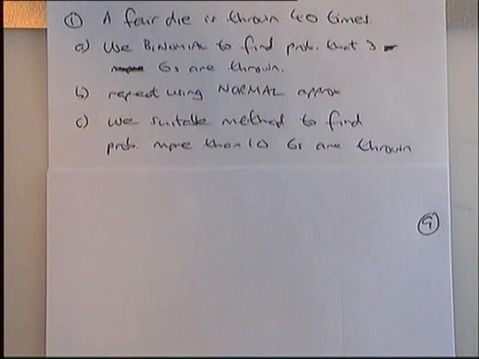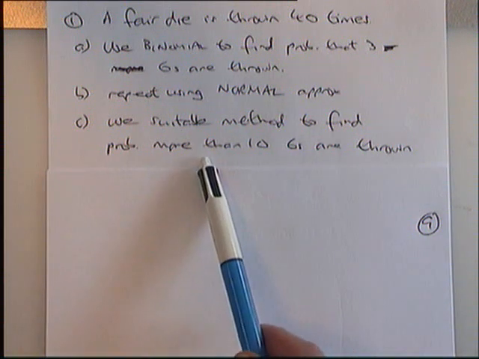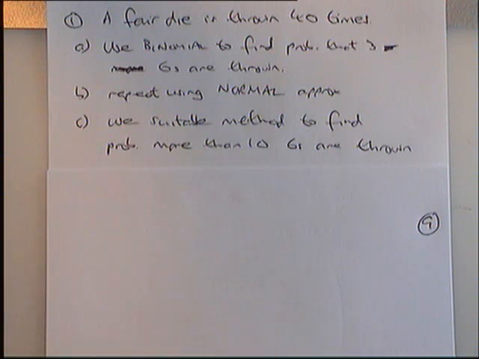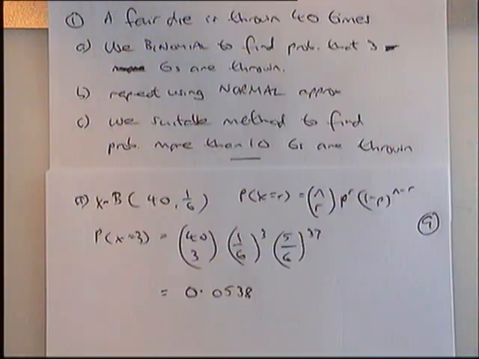So I'm going to ask you guys just to do that now. That's S1 work. Then in part B, we're going to repeat the same thing, find the probability that exactly 3 6s are thrown using the normal approximation. And in part C, we're going to use a suitable method to find the probability that more than 10 6s are thrown. Now I'll just point out, if we were doing this with the binomial distribution, we'd have to do the binomial sum about 10 or 11 times, add them all up, and that would take ages. So I'm hoping that Luke will give me an answer to part A nice and quickly.